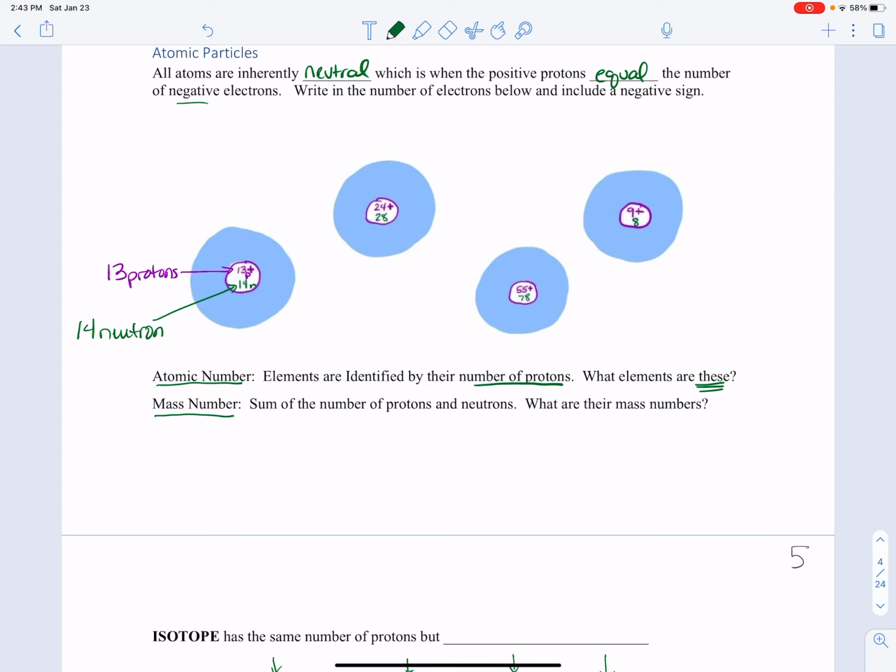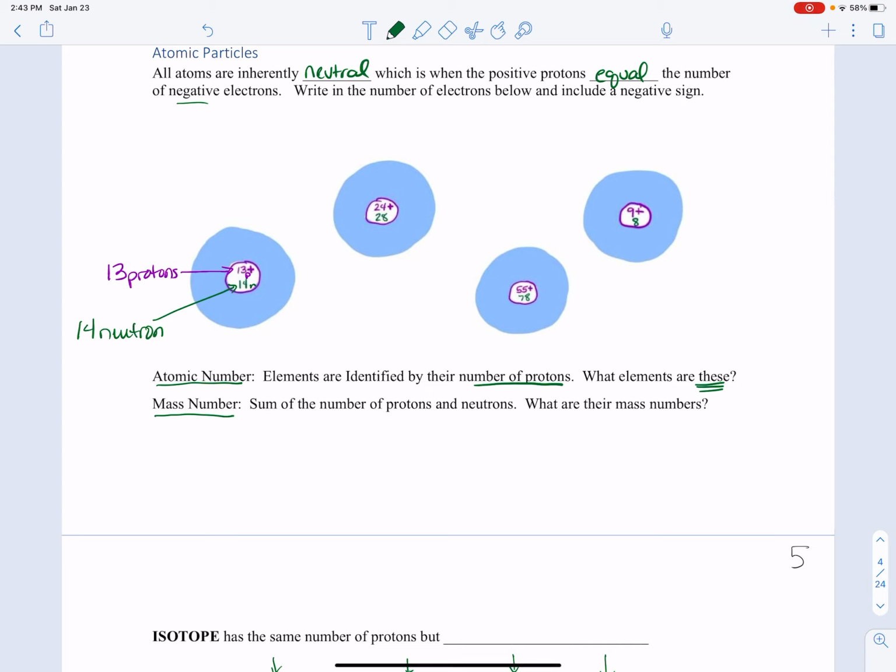So we're going to write the number of electrons in and include a negative sign. And remember that we are making them neutral. So if there are 13 protons, there should be 13 electrons. If there are 24 protons, there should be 24 electrons. If there are 55 protons, there should be 55 electrons. If there are 9 protons, there should be 9 electrons. So that all makes pretty good sense, probably for everyone.